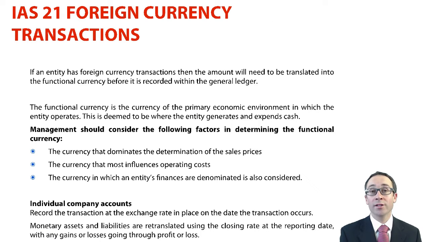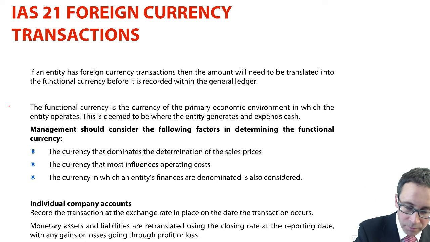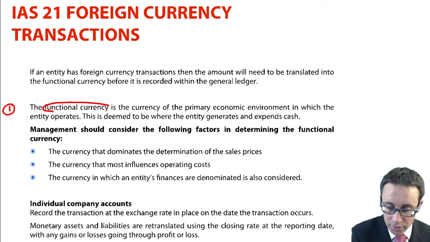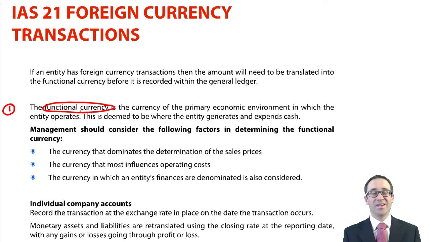Let's go through and have a look at IAS 21. IAS 21 is all about foreign currency transactions and is split into two parts. So what we've got first of all is we'll need to look at what the standard refers to as the functional currency. To make it simpler, you can think about it as the home currency.